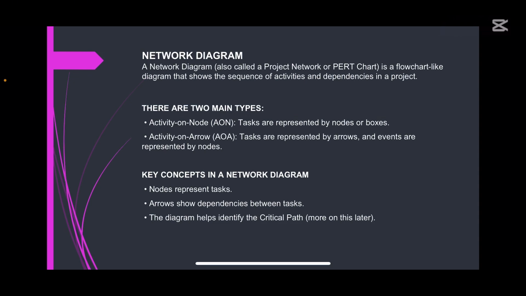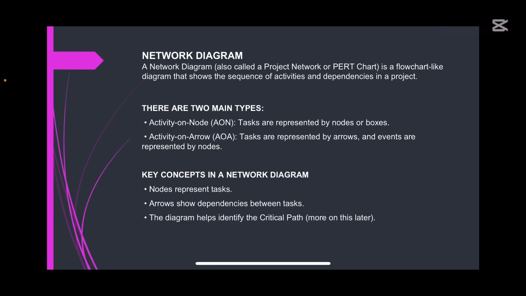There are 2 main types. Number 1, the activity on node, where tasks are represented by nodes or boxes. If you go online, you'll see images of this. I'm so sorry I could not include them; I thought about adding images to the slide. Number 2, the activity on arrow, where tasks are represented by arrows and events are represented by nodes.